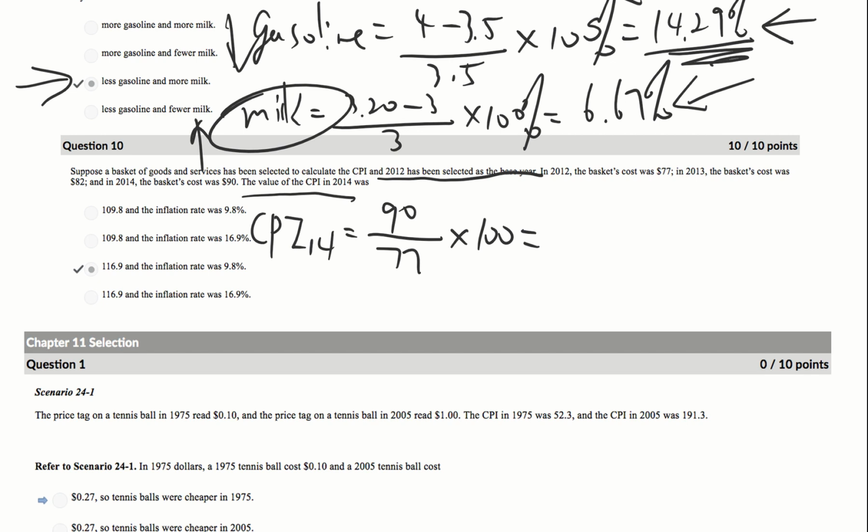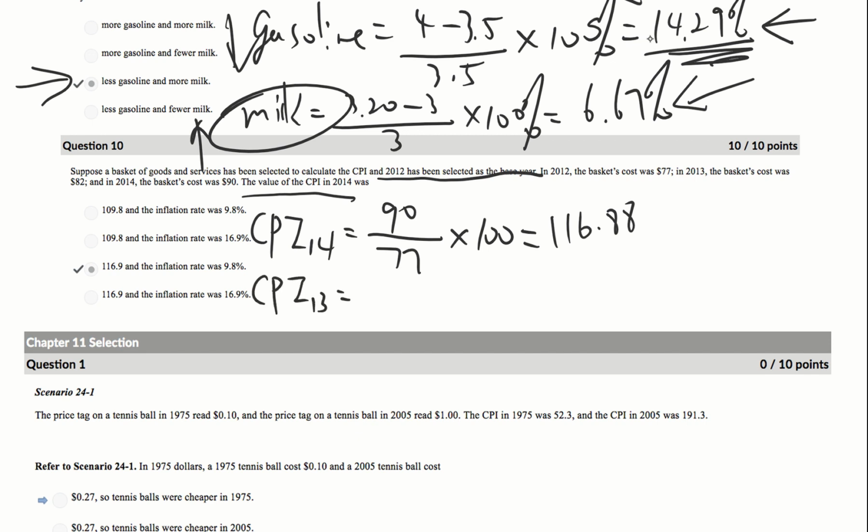Then this should be 90 divided by 77 times 100. That's a 116.88. And then guys, always keep two decimals for CPI. Okay. And then to find inflation, we also need to know what is the CPI for 2013.